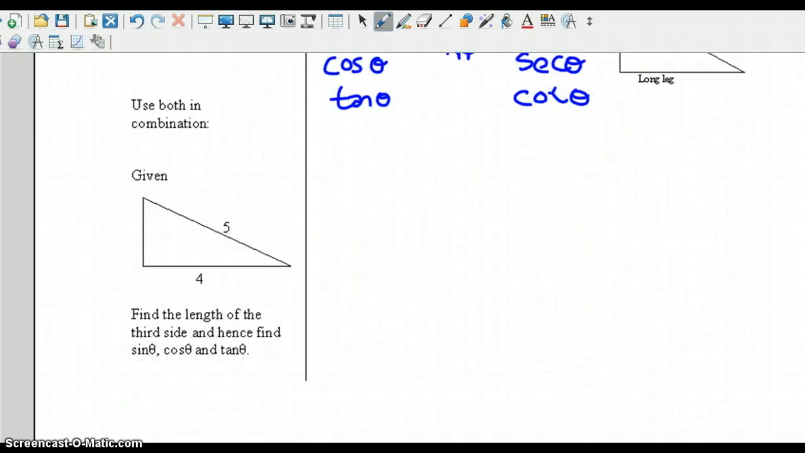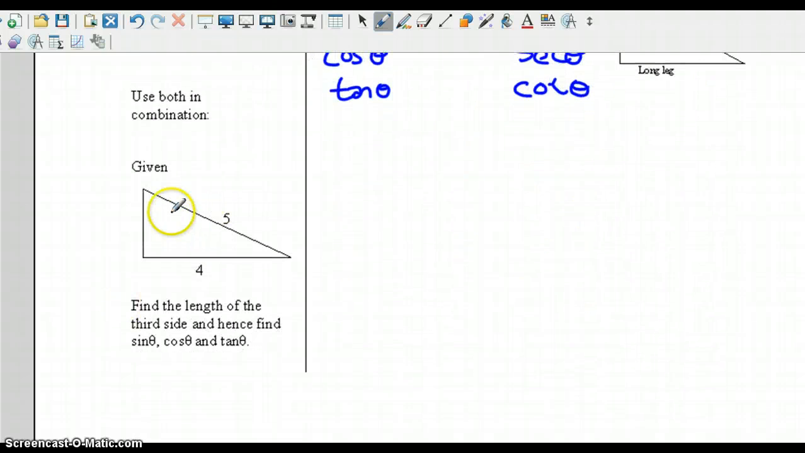And while you're finishing that up, if I gave you guys this example here, and let's say that our right angle is here and our theta is here. Take a minute to figure out, first of all, find the last side, and then also go ahead and write up sine, cosine, and tangent.